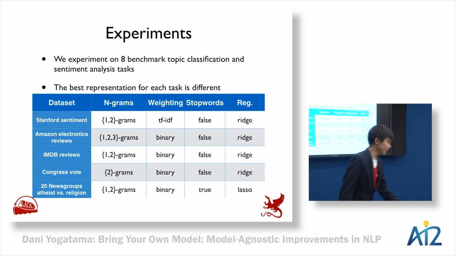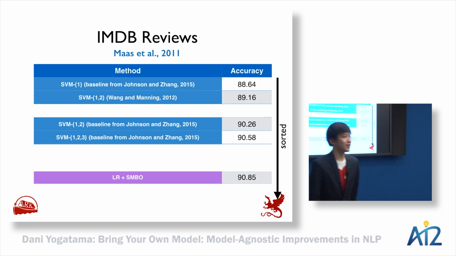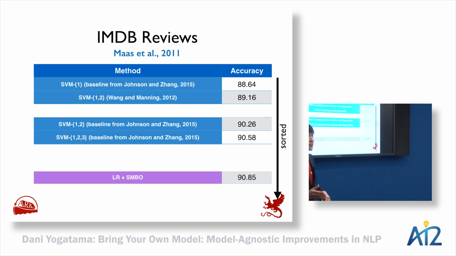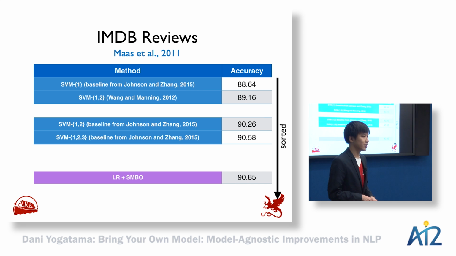Now, what about the results? So here's the first set of results. This is from a movie review data set from IMDB. And our model is highlighted in purple. It's just a logistic regression, but we optimize the representation. First, I'm going to compare with linear model baselines. They are mostly SVMs. They should be comparable to logistic regression, but we can see that our model actually performs a lot better in this case.